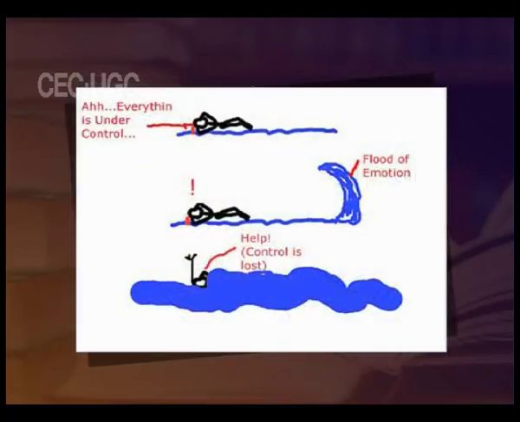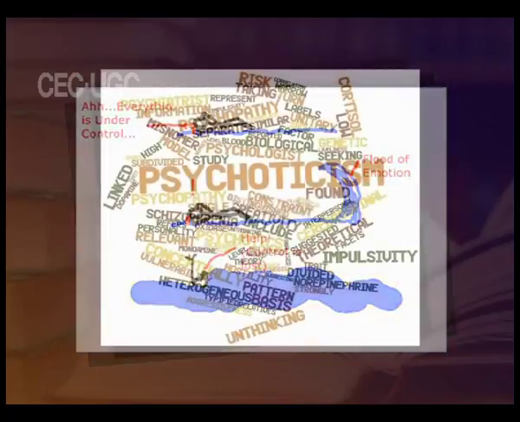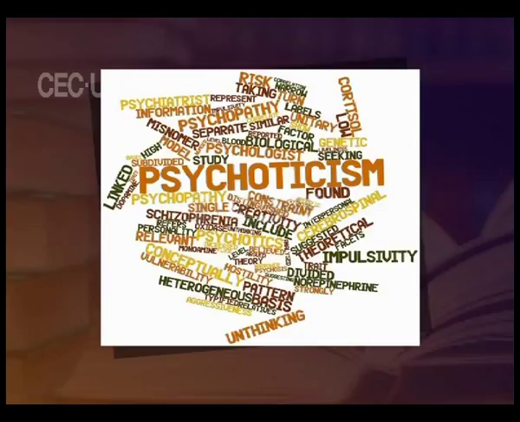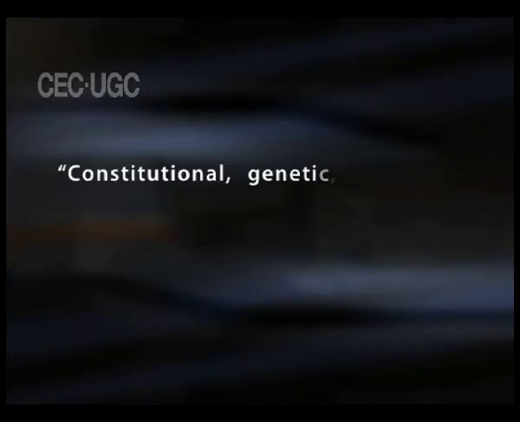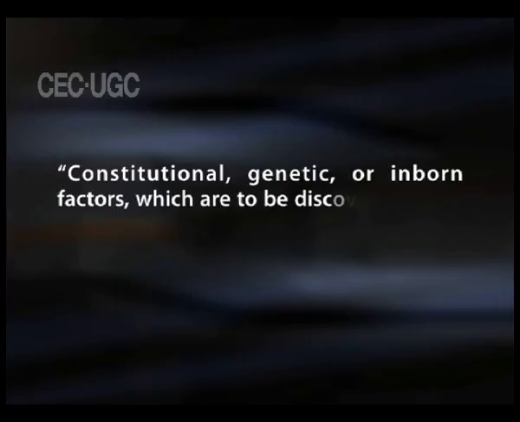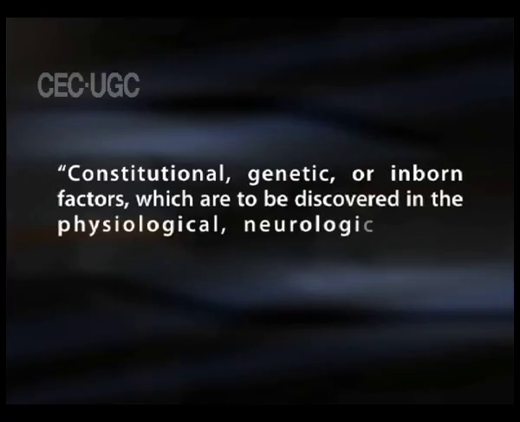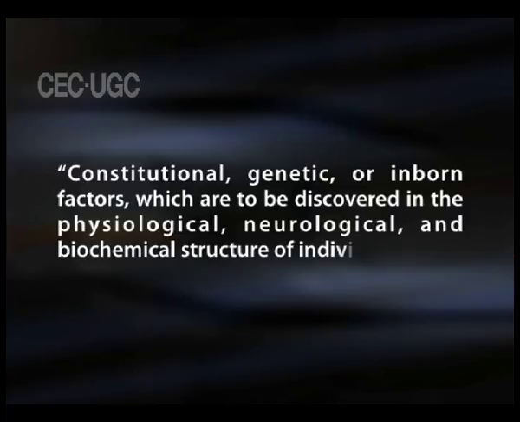Eysenck strongly advocates that there are only three major dimensions or super factors in the description of personality. They are extroversion versus introversion, emotional stability versus instability or neuroticism, and psychoticism versus impulse control. In the PEN model, these dimensions or super factors are based on constitutional, genetic or inborn factors which are to be discovered in the physiological, neurological and biochemical structure of the individual.